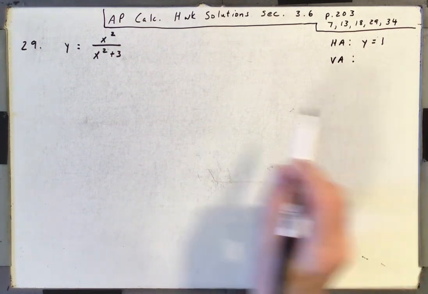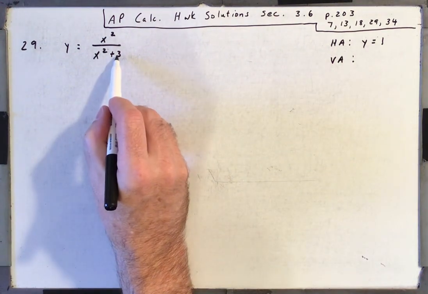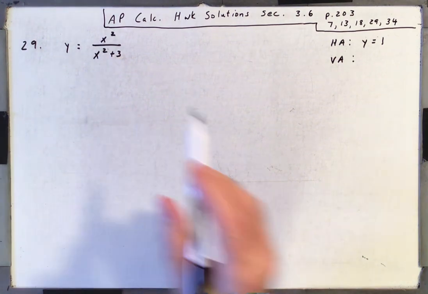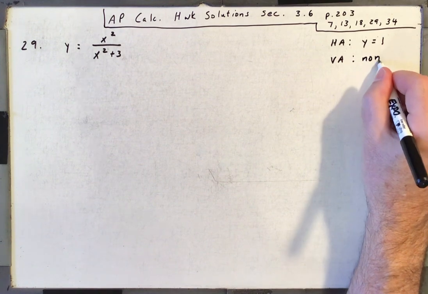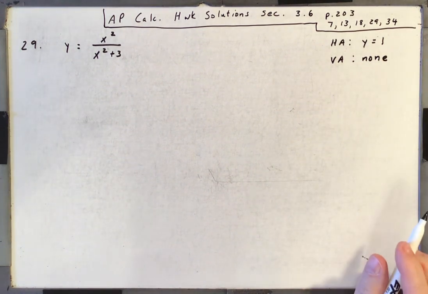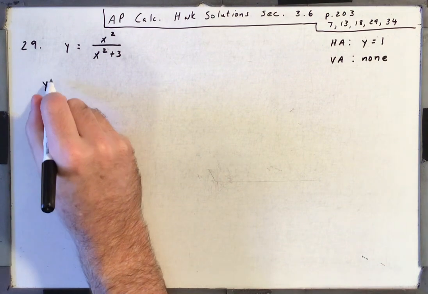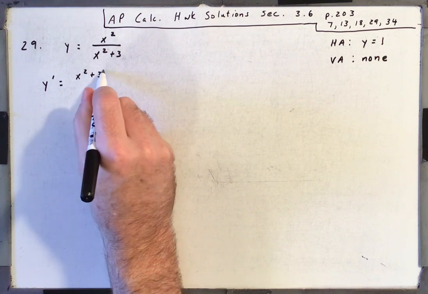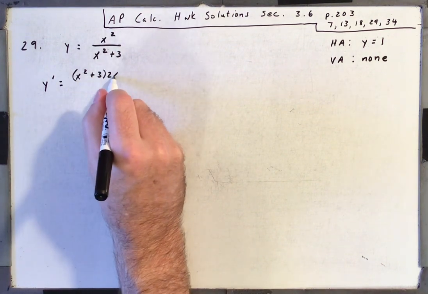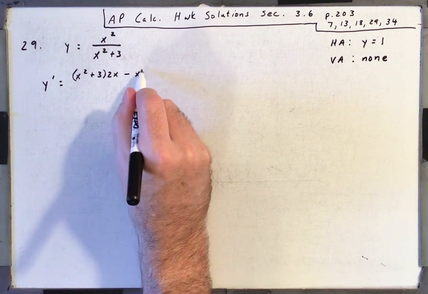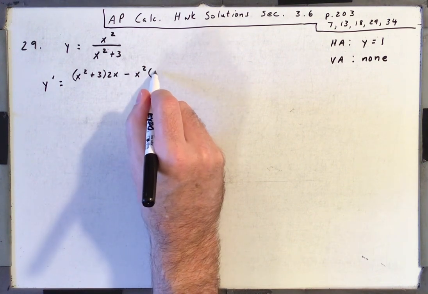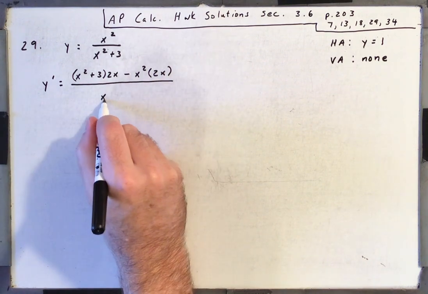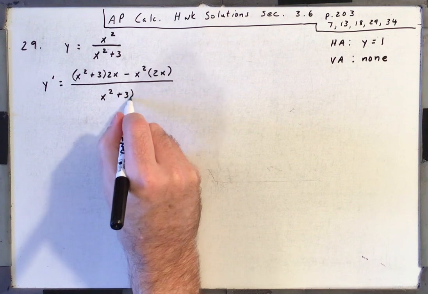As far as vertical asymptote goes, you can't make the bottom 0 because you square the x. So any number you put in is going to become positive. So there is no vertical asymptote. We do have a horizontal asymptote. Okay, let's take the first derivative. The bottom, x^2 plus 3, times the derivative of the top, 2x, minus the top, x^2, times the derivative of the bottom, 2x, all over the bottom squared.